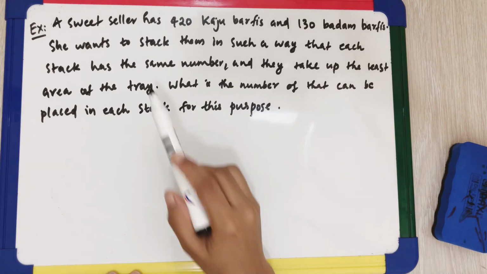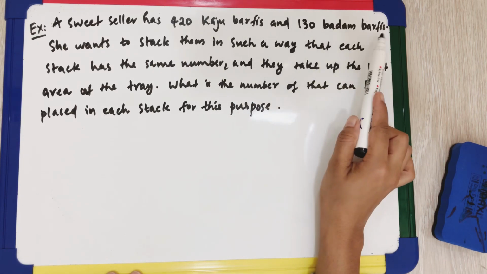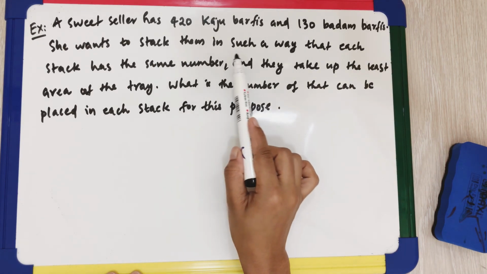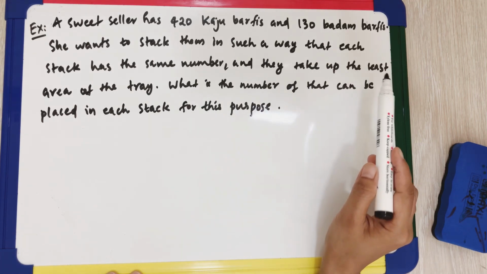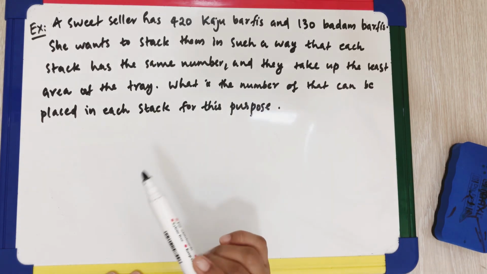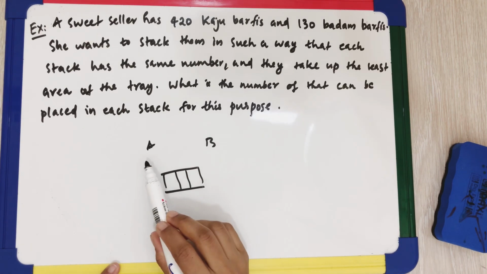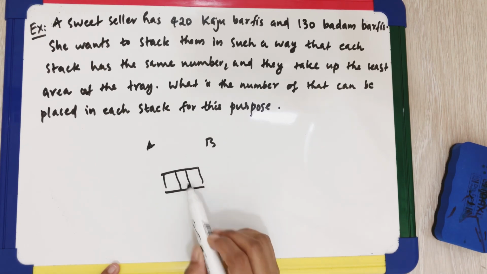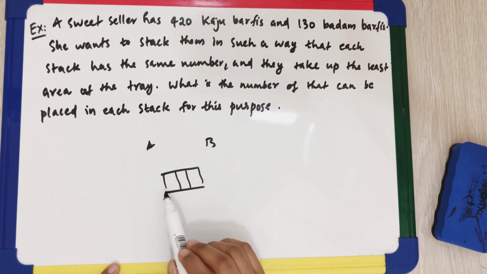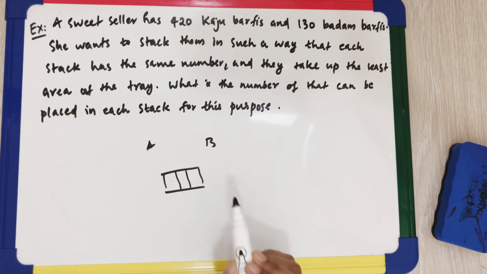Next example: a sweet seller has 420 kaju burfis and 130 badam burfis. She wants to stack them in such a way that each stack has the same number and they take up the least area of the tray. What is the number that can be placed in each stack for this purpose? We have two types of burfis, kaju burfis and badam burfis. We have to stack them in a tray so that each stack has the same number and consumes the least area of the tray. That is, we have to stack the maximum number possible.